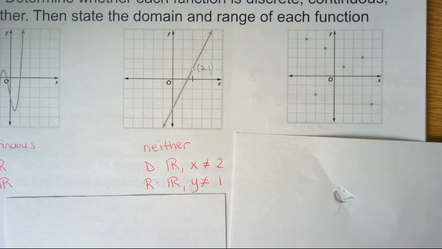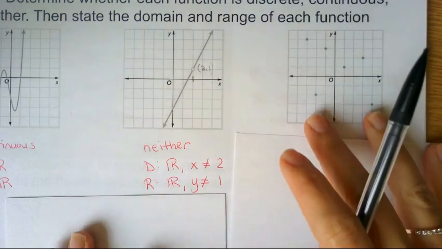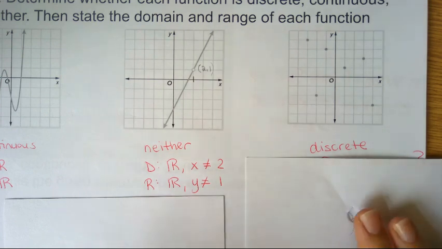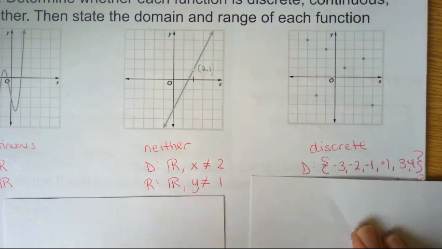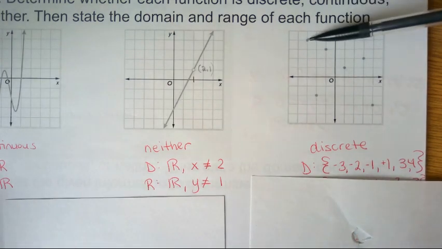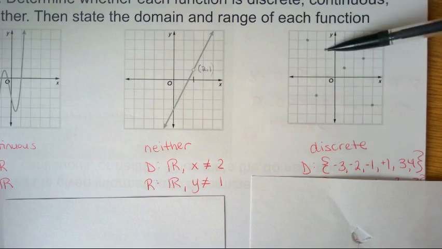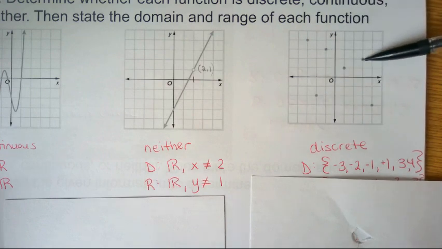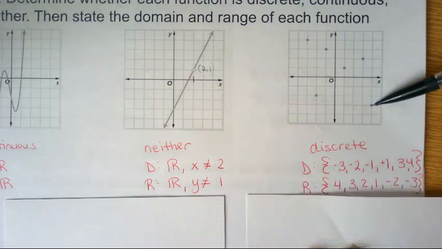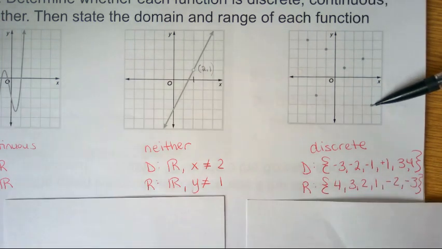So on the last one, there are no lines whatsoever. So that's an example of a discrete function because it's just points. And when it's just points, then that means you're just going to have specific numbers for your domain and range. So for example, domain is all of my x coordinates. So I had -3, -2, -1, +1, +3, +4 for all those x coordinates. And your range is going to be all the y values of those points.